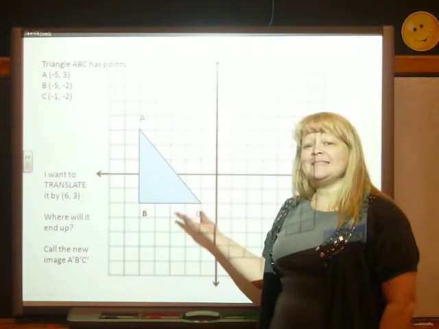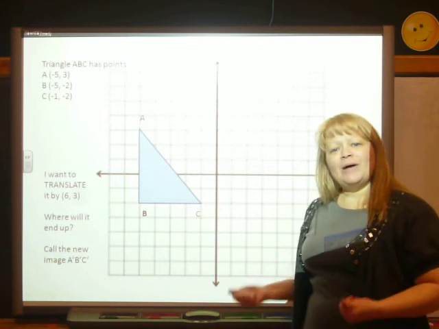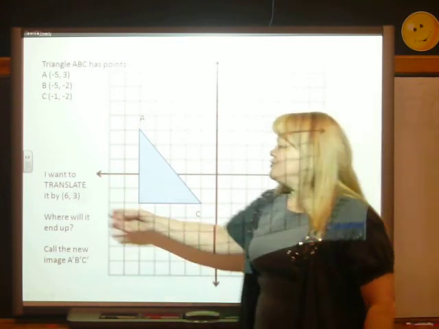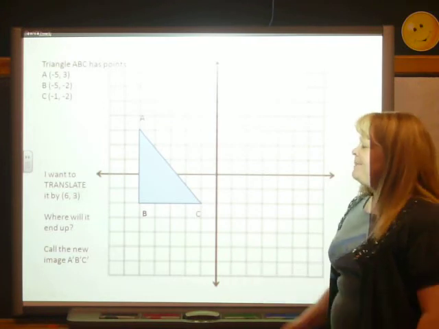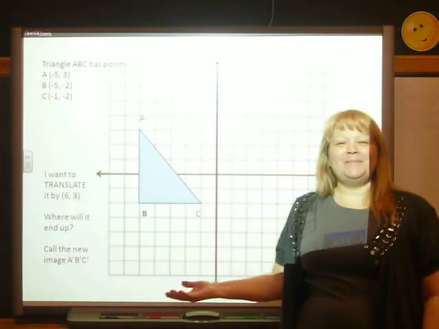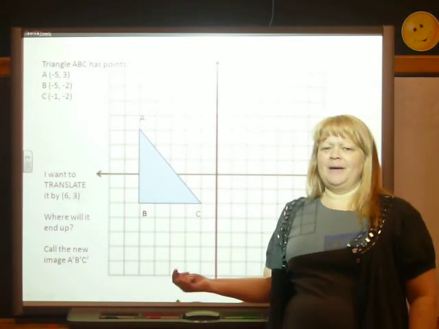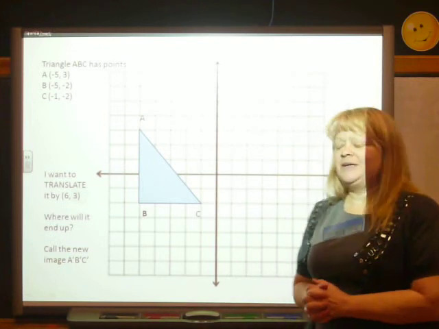I want to translate it. Now I'm telling you how I want to translate it: by (6, 3). Where is it going to end up? We're going to call the new image A prime, B prime, and C prime. You're already familiar with this terminology.